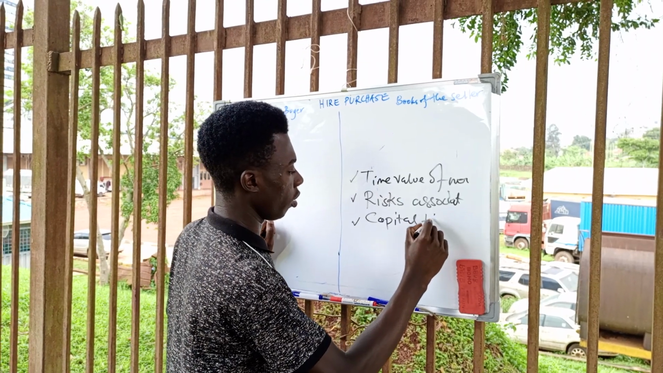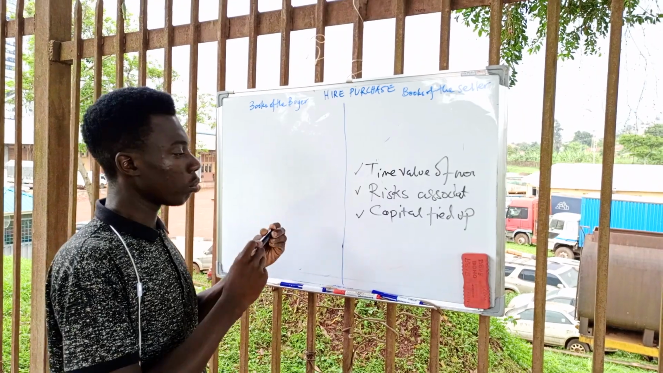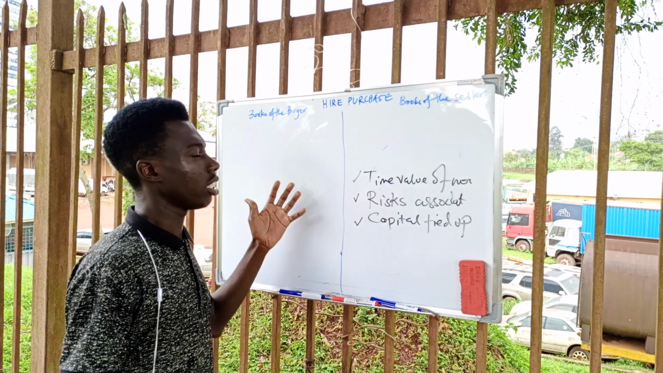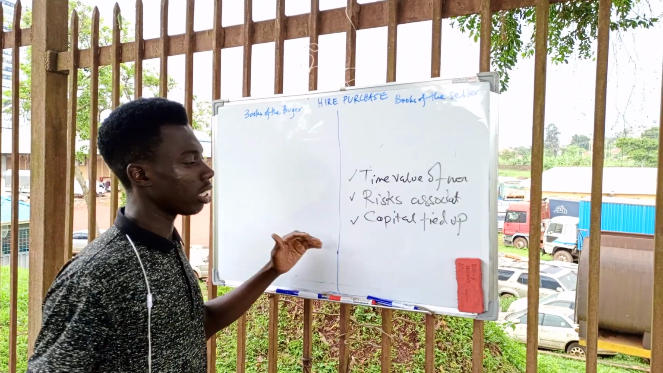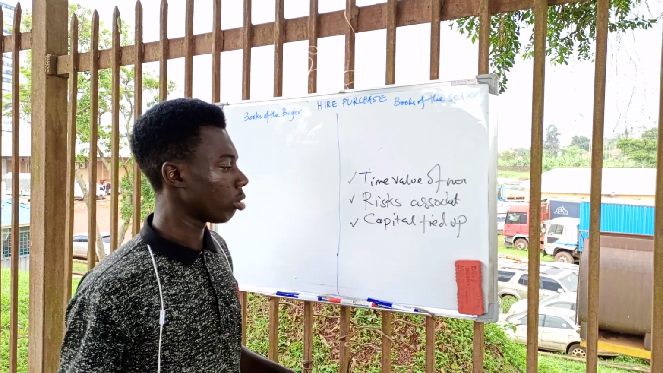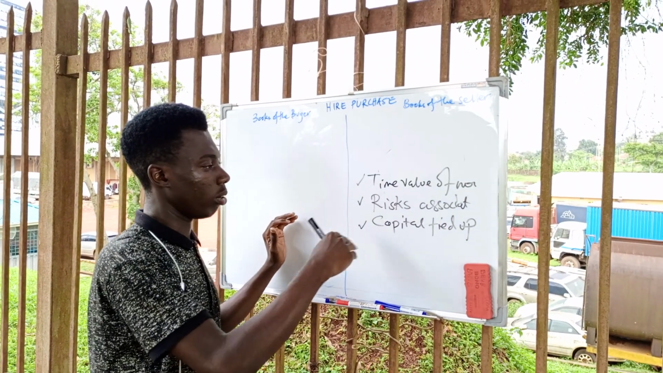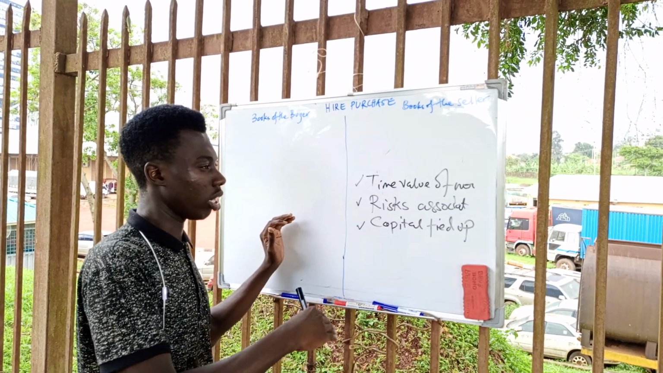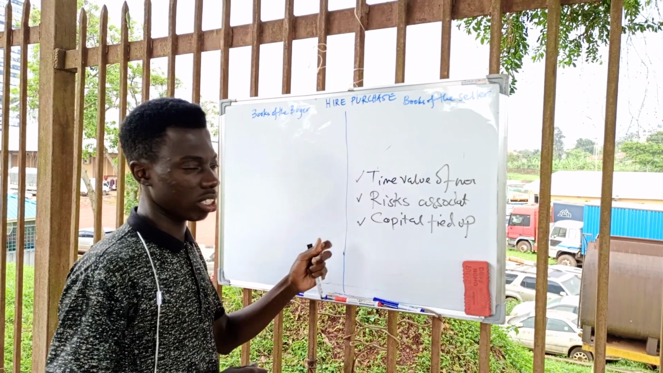Capital tied up. The capital of the seller is tied up in a way that he's supposed to be using his money for other things, but he's giving you the asset. He's supposed to be using an asset for doing his own business, but he's hiring it out to you. So his capital is within your hands. So the hire purchase price has to be greater than the cash price because you are tying up his capital, in other words.